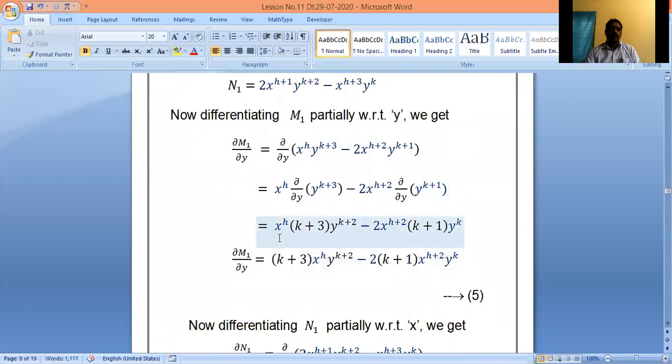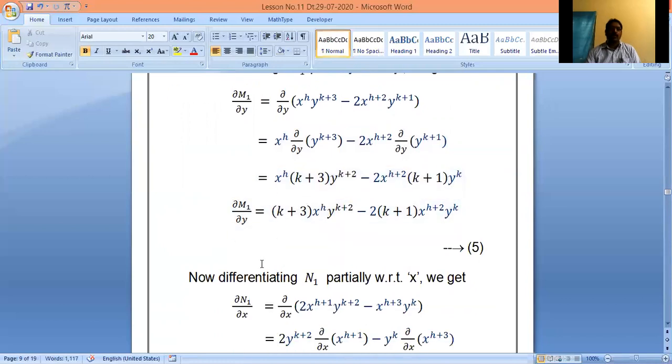That is equal to x^h into, here ∂/∂y of y^(k+3) is (k+3) y^(k+2), minus 2x^(h+2) into ∂/∂y of y^(k+1), which is (k+1) y^k. Therefore, ∂M1/∂y is equal to (k+3) x^h y^(k+2) − 2(k+1) x^(h+2) y^k. Let this equation be 5.